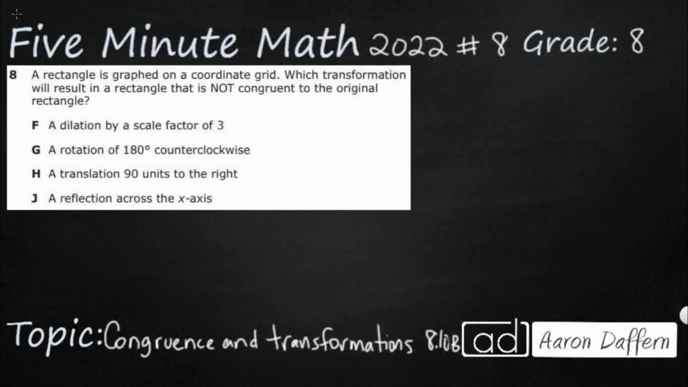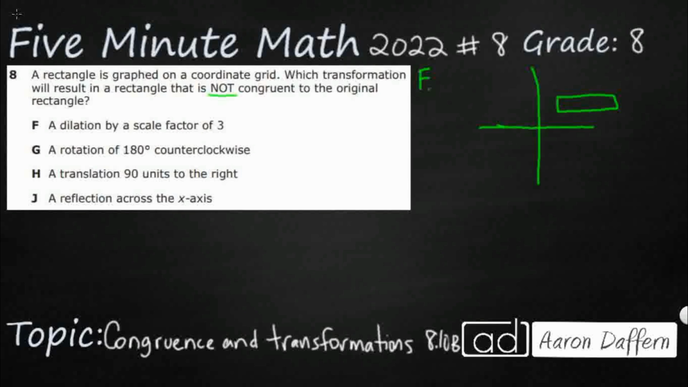So we have a rectangle graphed on a coordinate grid, and which transformation will result in a rectangle that is not congruent. All right, so in order to do this, I'm just going to need to visualize this a little bit. So I'm going to draw a coordinate grid, and I'm just going to draw the same rectangle each time. So I'm going to make a short and long rectangle. There we go. All right, so there's my rectangle.